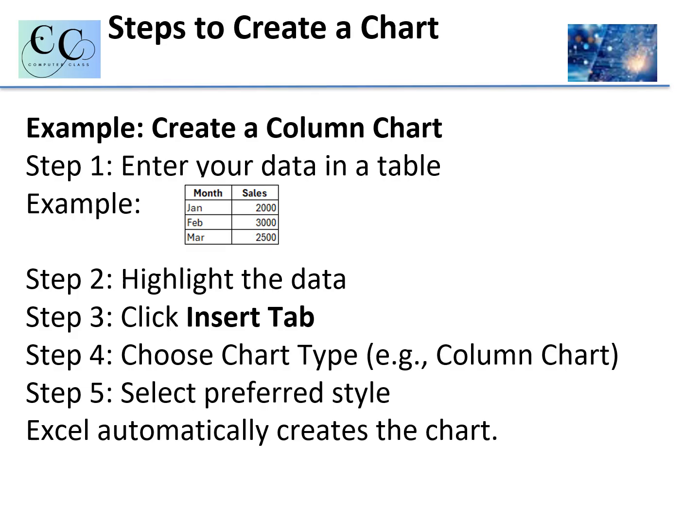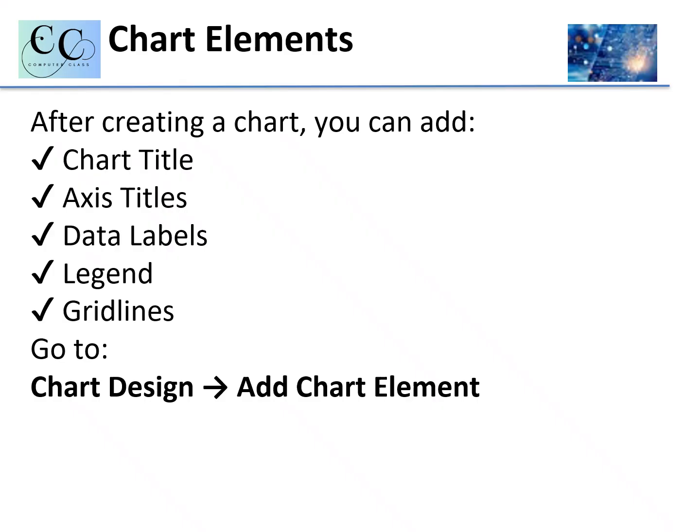And the second step is to highlight the data, then go to the Insert tab, then choose the type of chart that you want. For example, a column chart, a pie chart, and so on. Then select the preferred style that you want the chart to look like. Then Excel automatically creates a chart for you.